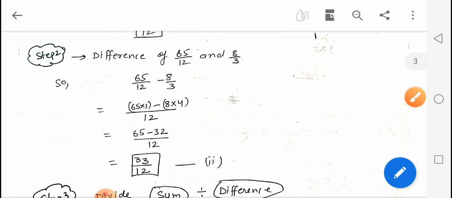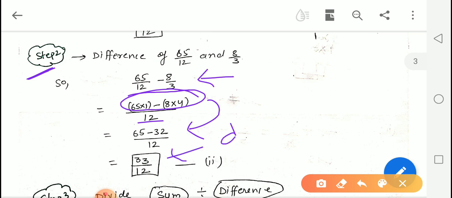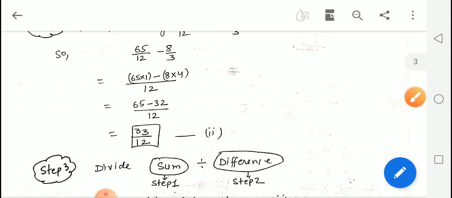Now let us do step 2. In this we will find out the difference of the same numbers. So here is the equation form. Again the LCM is 12 and we will solve its numerator like this, and we will reach this step, and this is the answer of the difference. So we will give this as the second number of the equation.